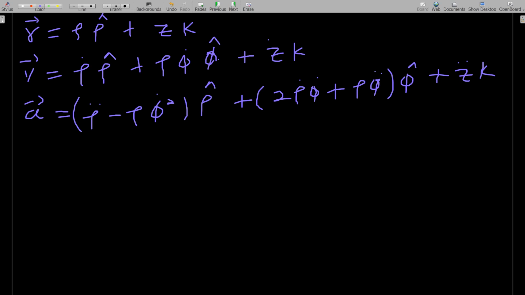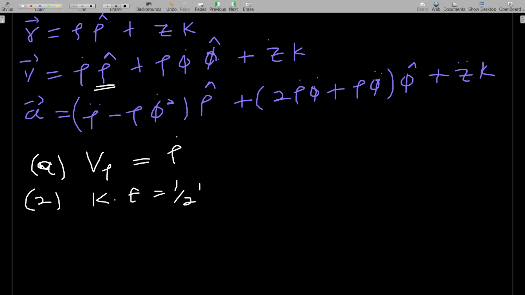Now the first question is to find the v rho, meaning the component of the velocity in the rho direction, that is the coefficient of rho cap, and that is equal to rho dot. Very simple like that. Now question 2 is kinetic energy, which is equal to half m v squared. But like I said, the particle has a unit mass, meaning the mass is equal to 1 kilogram.